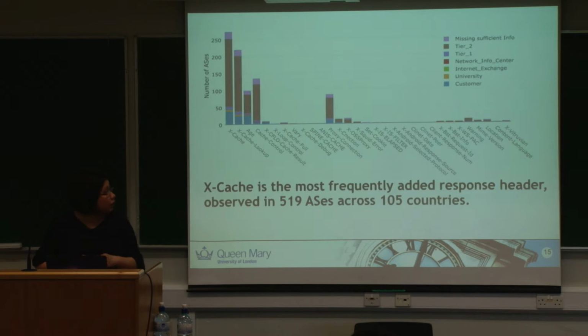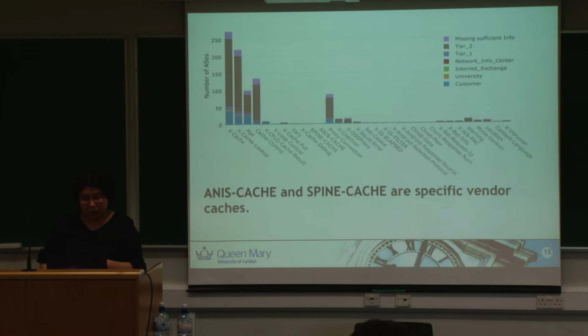And for the response header injection, most of the injected headers are related to cache. For example, X-Cache is the most popular one, and it is observed in 519 ASs across 105 countries. And we also noticed two specific vendor caches in our results.